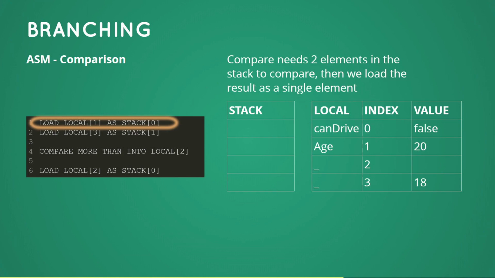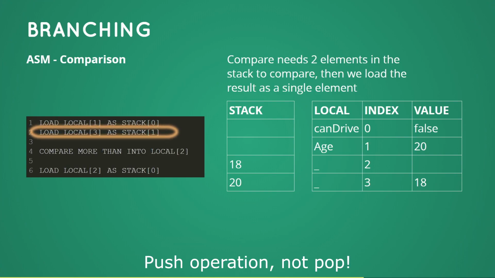Now let's compare it. For comparisons, we usually need 2 variables in the stack for it to be compared. So let's do that. The first thing we load is the age. Then next, we have to pop in the validation, or the right-hand operand, which is 18. If you remember the last snippet, this is going to be the if 20 is more than 18 validation, or if age is more than 18.